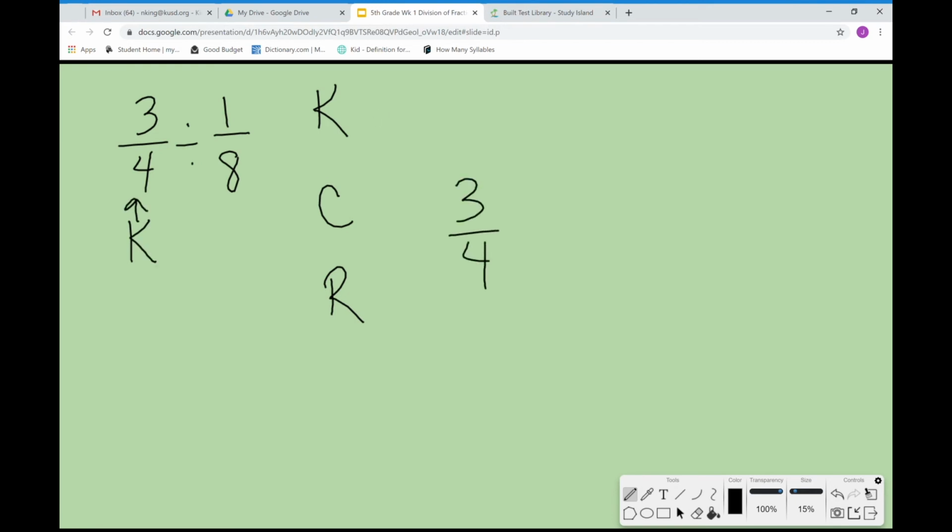Let's go back to our previous problem of 3/4 divided by 1/8. We just need to remember 3 steps. Keep, change, reciprocal. We keep the first fraction as is, so we write 3/4. Then we change the symbol from division to multiplication. And finally, we use the reciprocal of 1/8 by flipping it over and making it 8/1. Keep, change, reciprocal. Now just multiply the fractions.